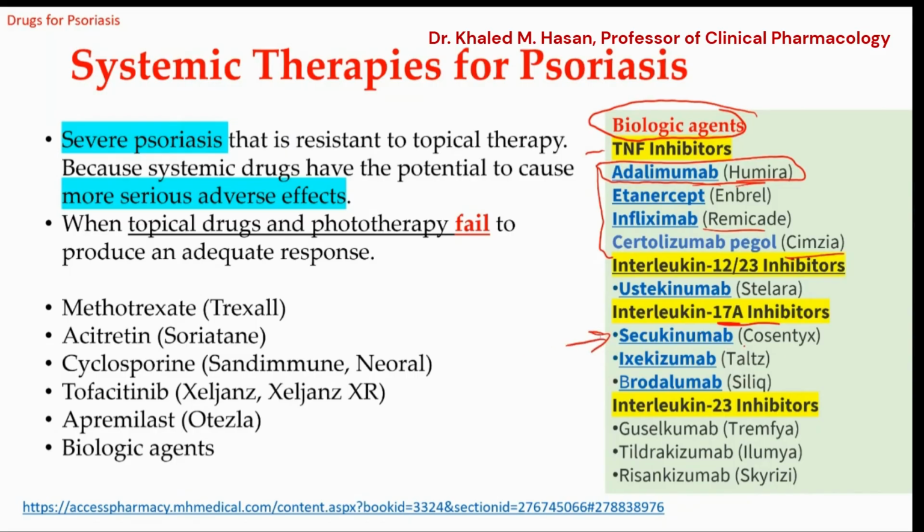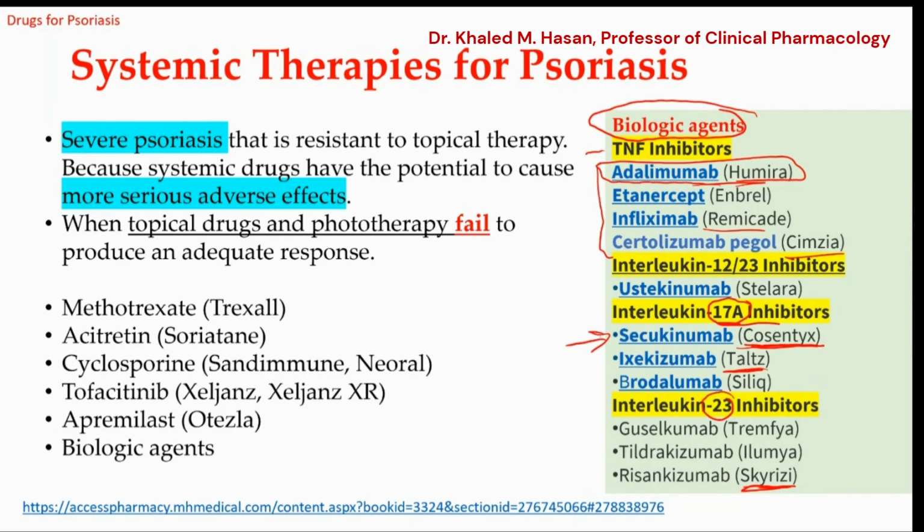secukinumab, Cosentyx, and I remember this name from TV advertisements maybe. I've seen it a lot. For example, I've seen Taltz a lot on TV. You can type it, Google it, find it. Skyrizi is now on TV several times, Skyrizi. And we need to remember which of these medications inhibit interleukin 17. Okay, which of these medications maybe inhibit interleukin 23?